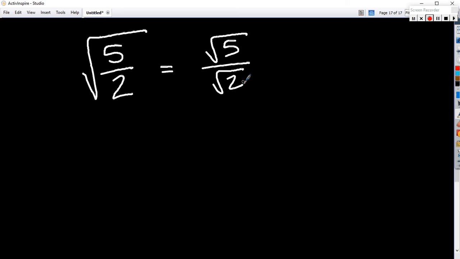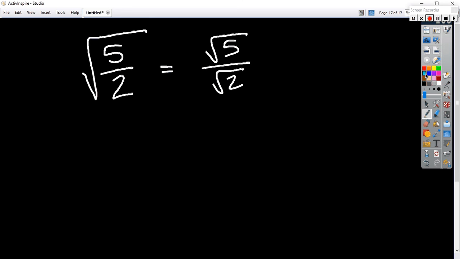Not divisible by 2, not an even number, but a perfect square. So my question to you is, can you split either one of them up? Can you divide them by a perfect square? No. So I've got to find some way to get that radical out of the bottom, because remember, we can't have a radical in the denominator. Does anybody know what you do?